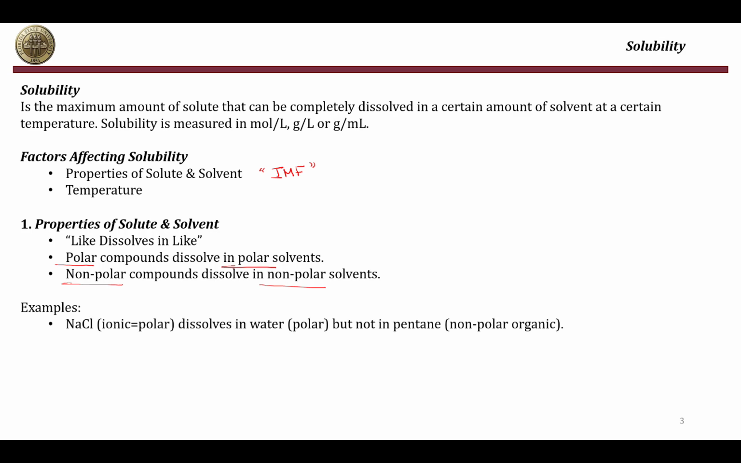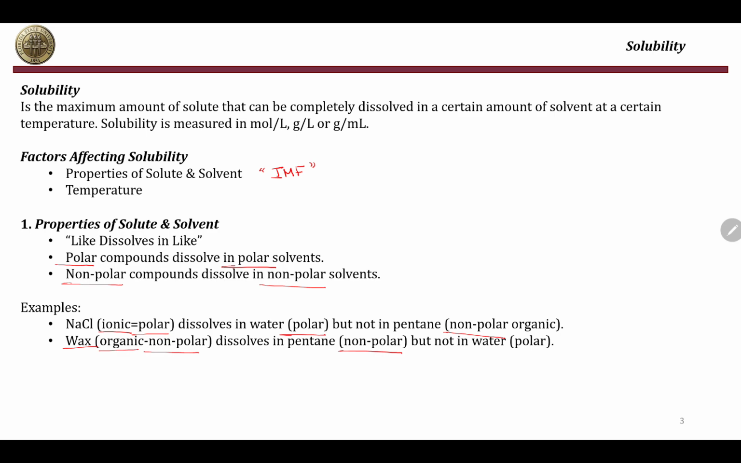Example, NaCl, sodium chloride or table salt, which is an ionic compound and is a highly polar compound, will dissolve in water, which is a polar solvent, but it will never dissolve in pentane, which is a non-polar organic solvent. On the other hand, wax, which is an organic compound and is non-polar, will dissolve in pentane, which is non-polar, but it will never dissolve in water, which is a polar solvent. So this explains the idea which I talked about, which is a compound will always dissolve in the solvent that has similar physical properties and similar types of intermolecular forces.